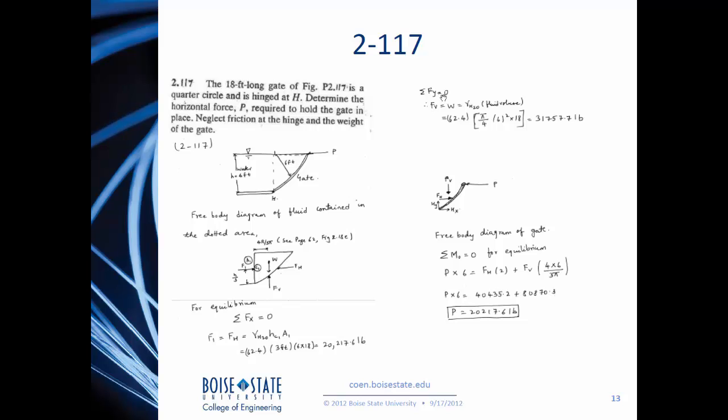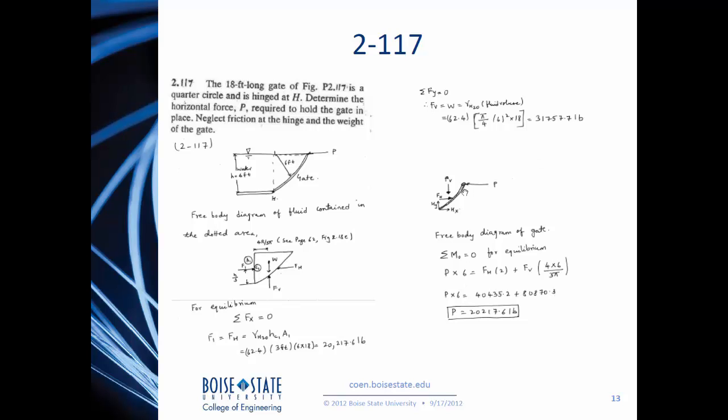And then we can do sigma Fy equals 0, where the vertical force should be equal to the weight of the fluid column. In this case, we can write weight as fluid volume times gamma of water, and the fluid volume is nothing but the area times the length of the gate. Since it is a quarter circle, we have pi over 4 times r squared, which is 6 feet, times 62.4 pounds per cubic feet, which is gamma for water. So you can find the vertical force.